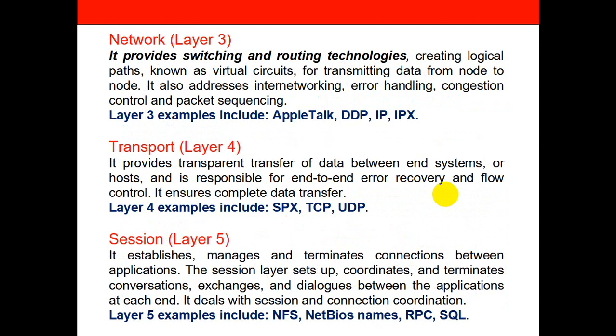And layer 3 is the network layer. The network layer provides switching and routing technology, creating logical paths known as virtual circuits for transmitting data from node to node. It also addresses internetworking, error handling, congestion control and packet sequencing. Examples of layer 3 include AppleTalk, DDP, IP and IPX.